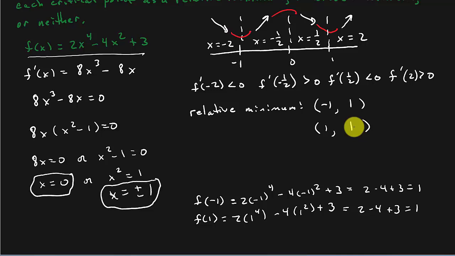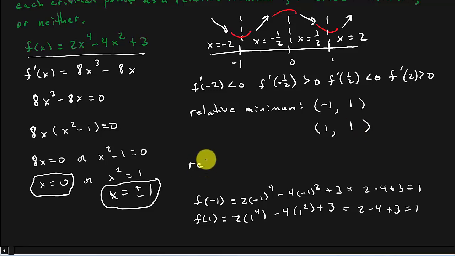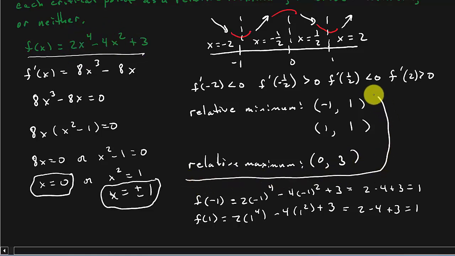Now, what do we need to find? Well, we've got the relative maximum, right? Our relative maximum is at 0. And of course, if you plug 0 in here, you get 3. So that would be 0, 3. And so there's your critical points right there.